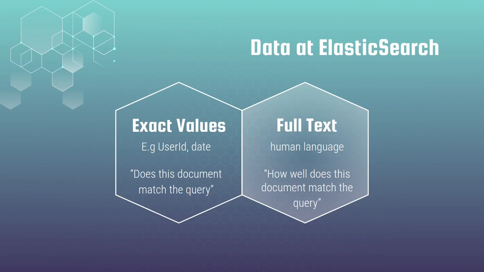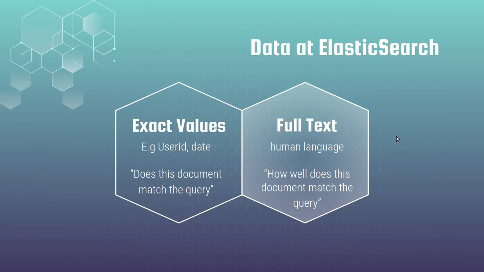Exact values are something like a user ID or a date. While performing a search on exact values, we are going to answer the main question: does this document match the query or not? And that's all. It is easy to draw a parallel here with commonly used MySQL queries, like finding some user by ID. On the other side we have full text, which is mostly human language constructions.